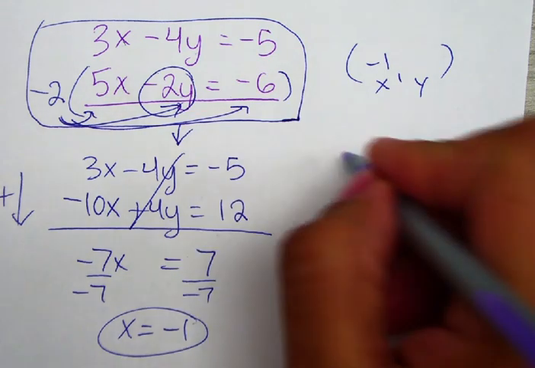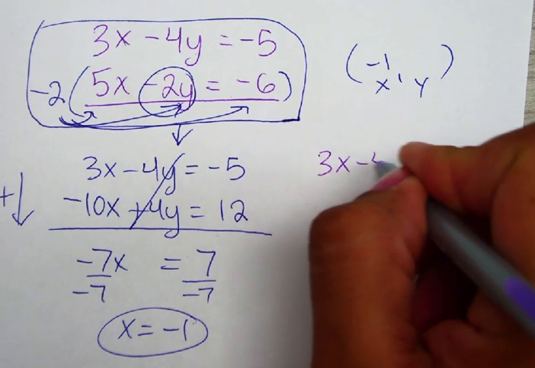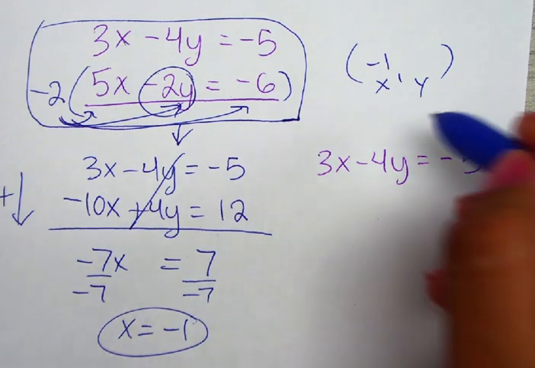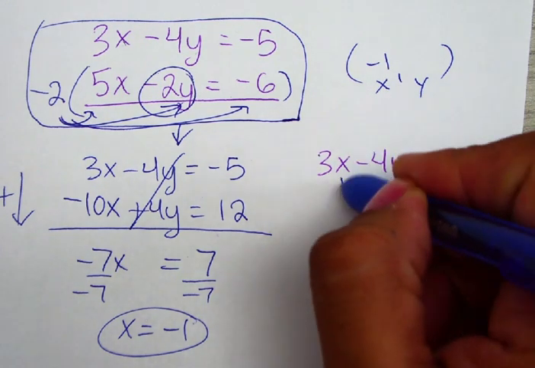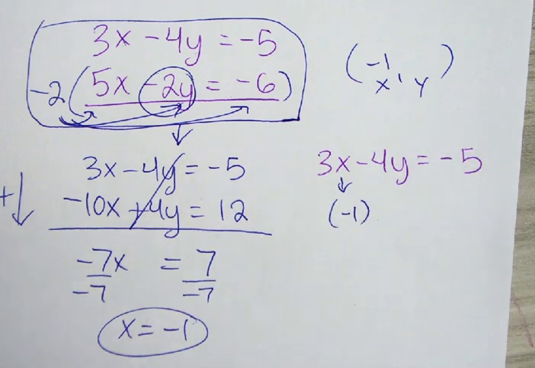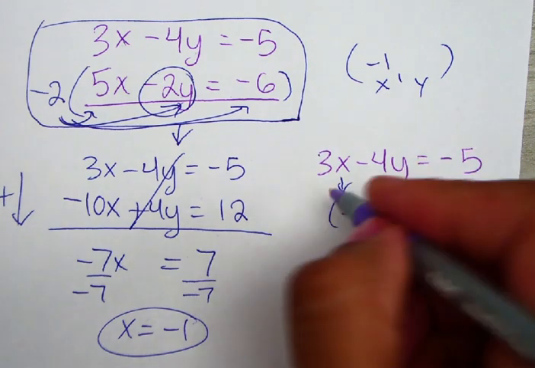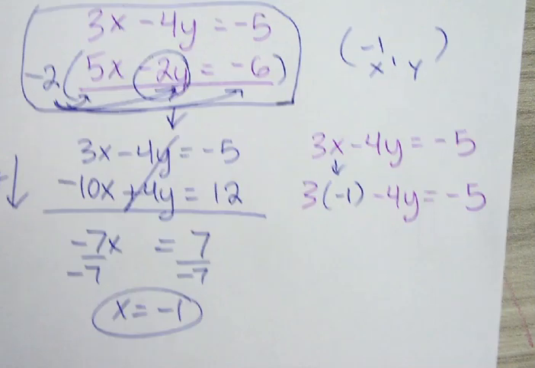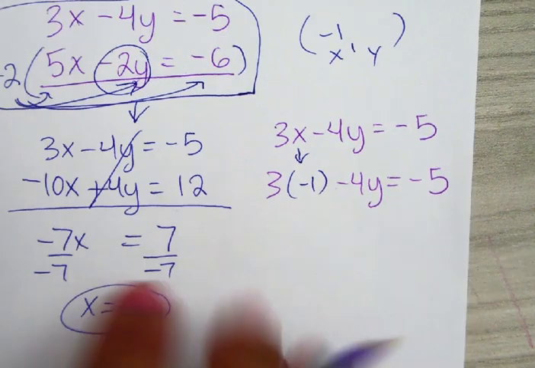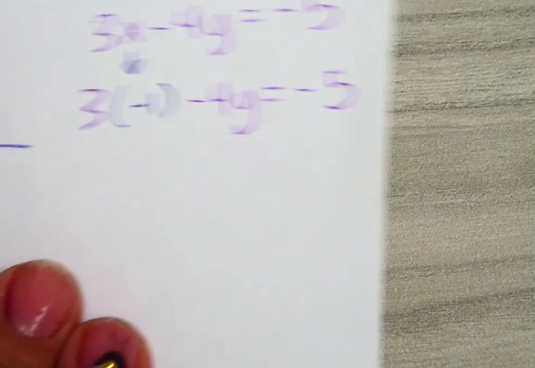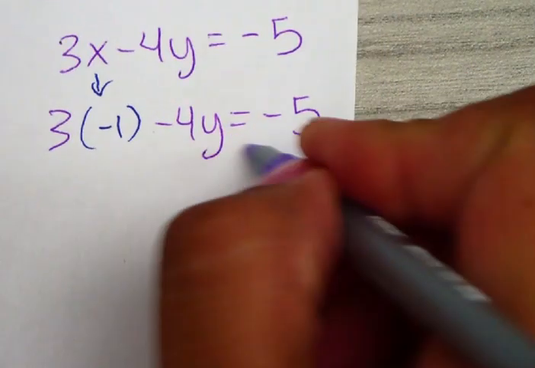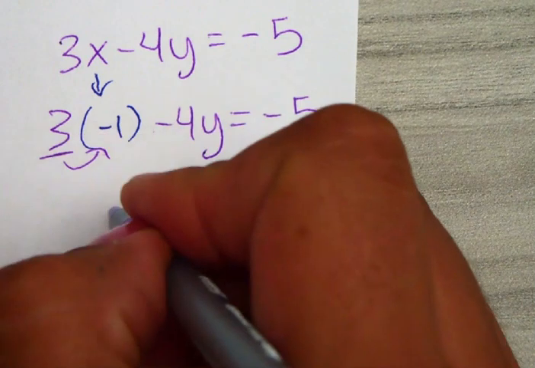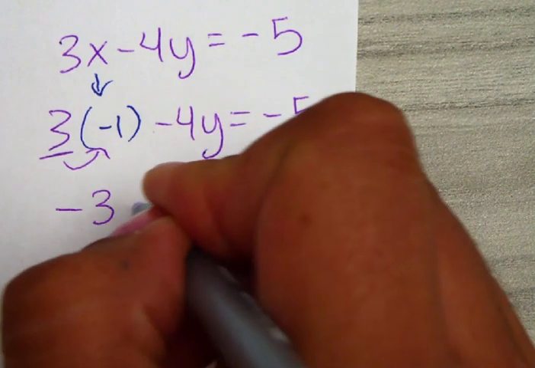So we're just going to use the top one, 3x minus 4y equals negative 5. And we're going to replace this x value with negative 1, because that's the value we found. So now we have this equation. And when we have this equation, you technically are just solving for y here. So now every time there's parentheses, we look at the coefficient and distribute that. So 3 times negative 1, that's negative 3.